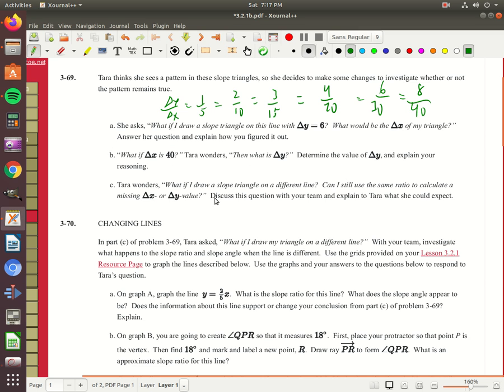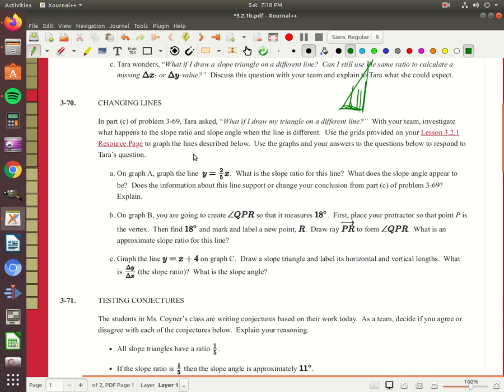Tara wonders, what if I draw a slope triangle on a different line? Can I still use the same ratio to calculate the missing x or y value? Discuss this question with your team. I guess as long as she was still going with the ratio of 1 to 5, it wouldn't matter, right? If she went over 1 and up 5, over 2 and up 10, or over 3 and up 15, it should be the same. It shouldn't really matter as long as she keeps that ratio.